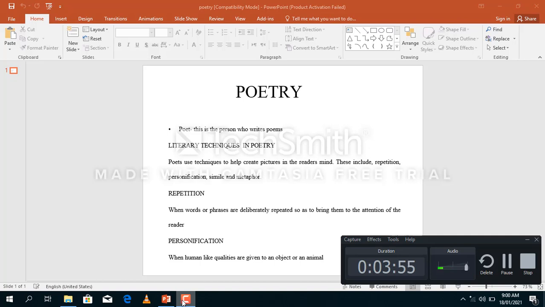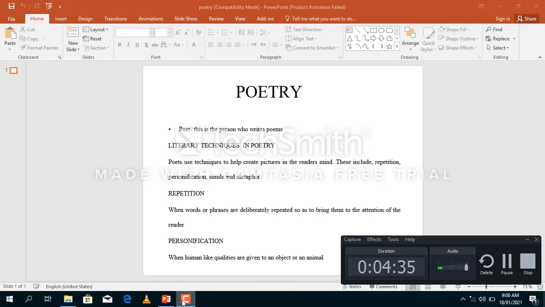Again, there's also another line which says, with silver claws and silver eye. Again, the word silver has been deliberately repeated to bring it to your attention. So that is about repetition. Then we also have personification. Personification is when human-like qualities are given to an object or an animal.